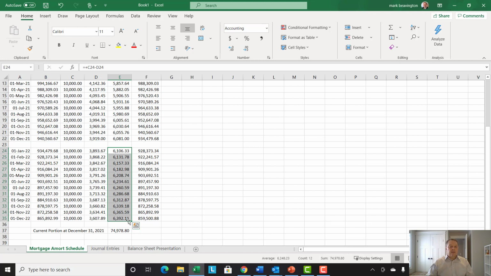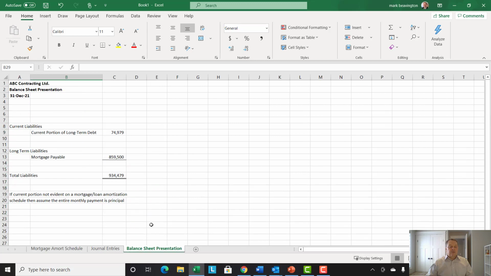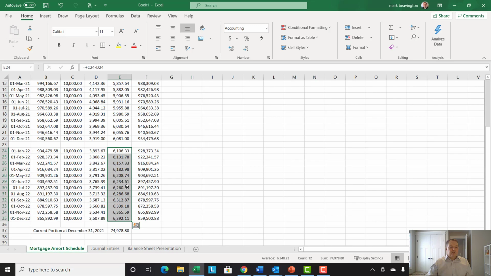we'll pay this amount. So if we look at the balance sheet presentation at December the 31st of 2021, almost a year into our loan, the current portion of the long-term debt in the current liabilities section will be 74,979, and the mortgage payable in the long-term liability section will be 859,500. And again, that 859,500 comes right off of there. That's the amount still to pay. And then here is the principal amount that we're going to pay in the next year.